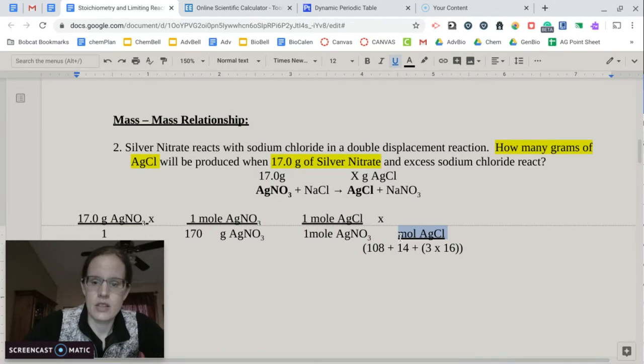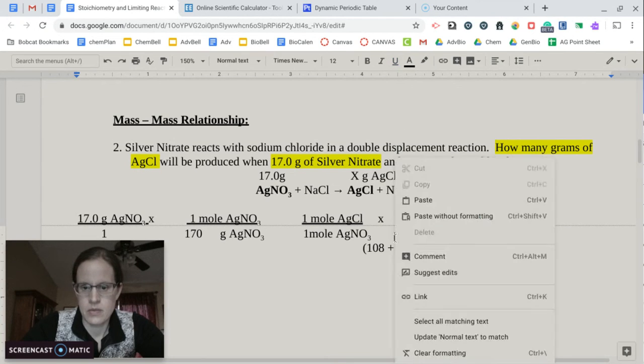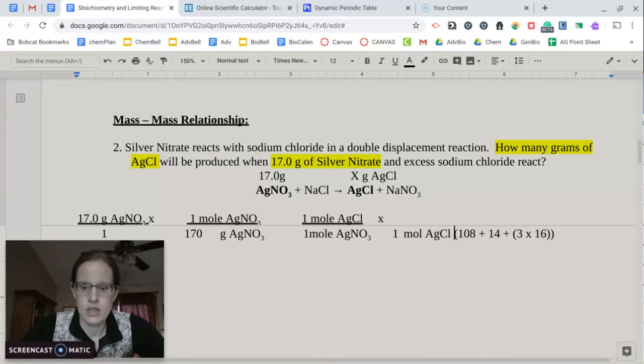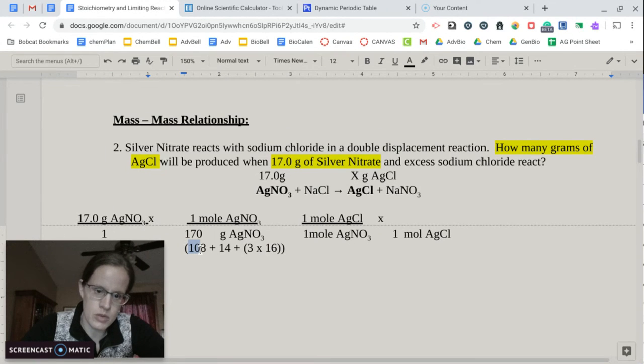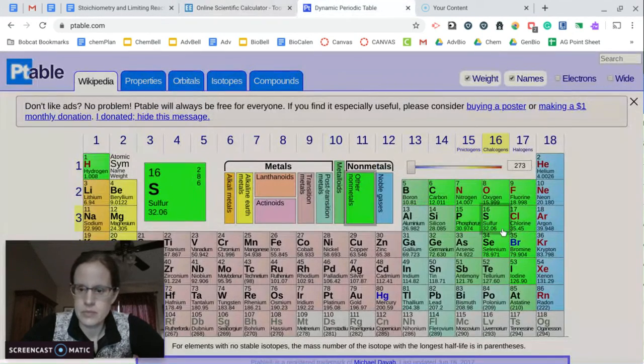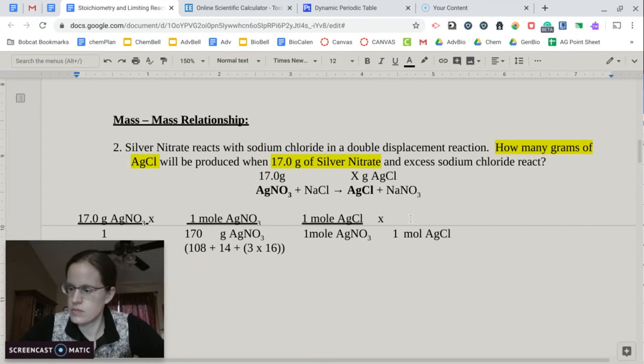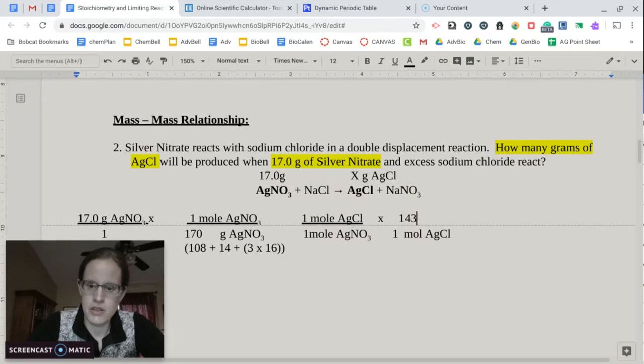I'm going to do the molar mass on this step. I'm going to have 1 mole of AgCl, and I have to find the mass of it. Remember, anytime they ask you to find mass, you're going to look on your periodic table and add up your masses. But silver, remember from the last one, silver was 108. So we're going to do 108 plus chlorine is 35. That's 143 grams AgCl.